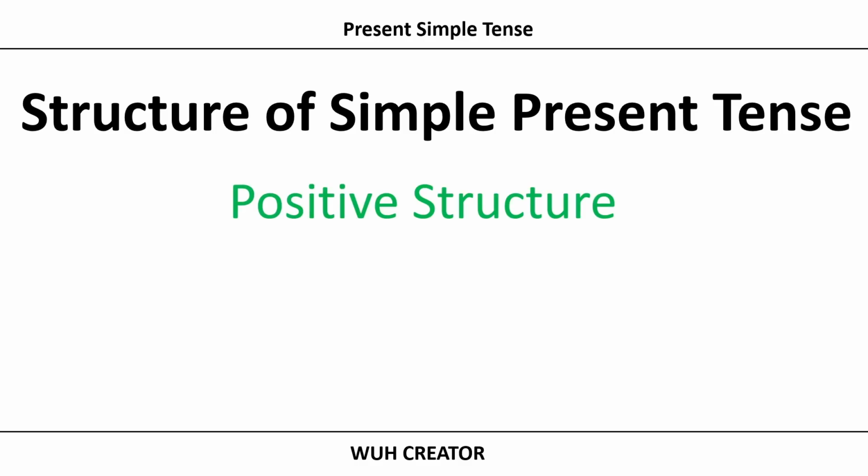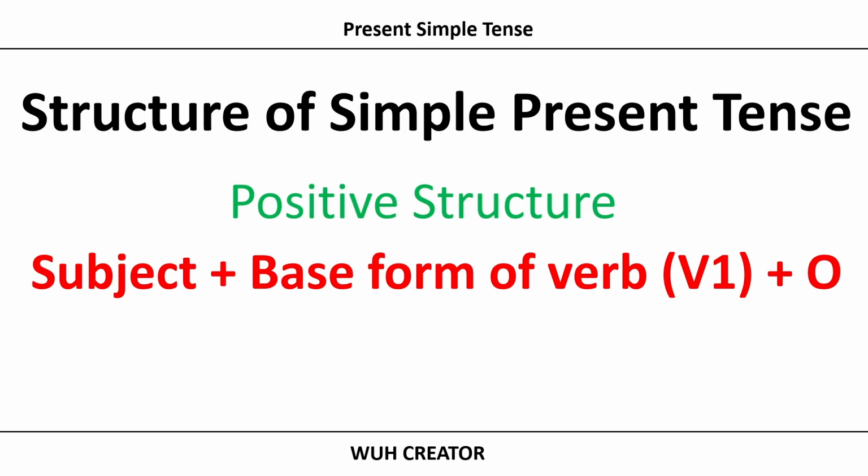Before knowing the positive structure, we have to know why we use positive sentences in the simple present tense. Positive sentences are used to make statements, give information, express facts, describe habits, routines, or tell what someone does. They state that something happens or is true. The structure of a positive sentence in the simple present tense is subject plus base form of the verb, meaning first form of a verb, plus object.